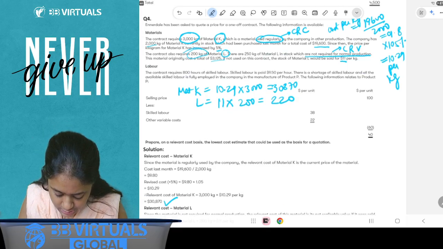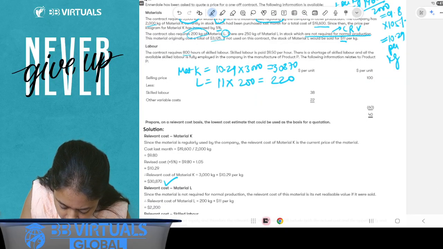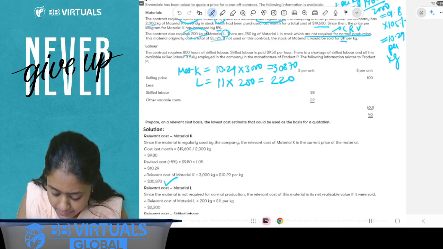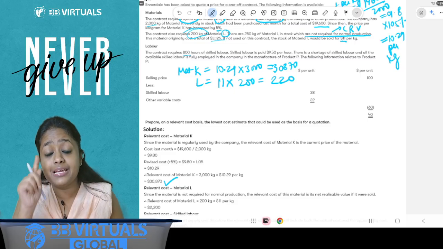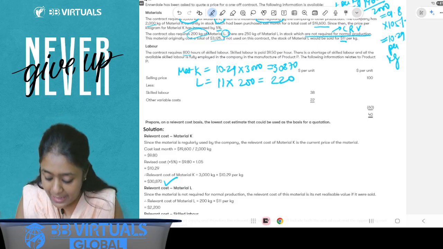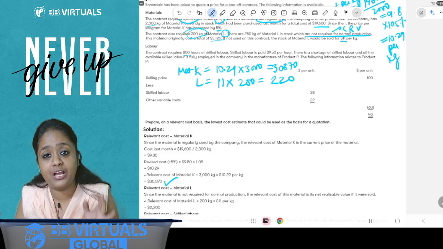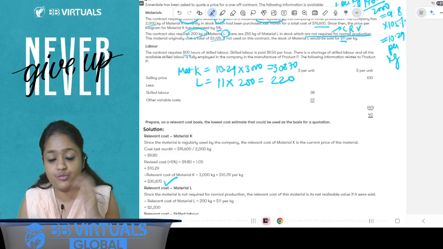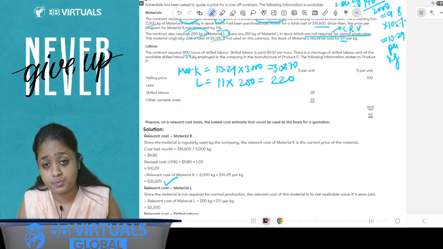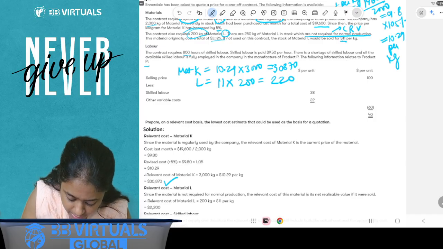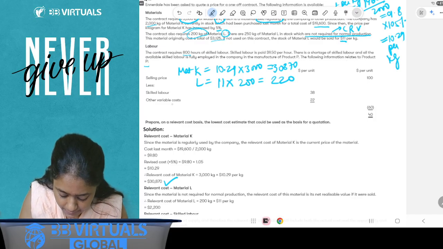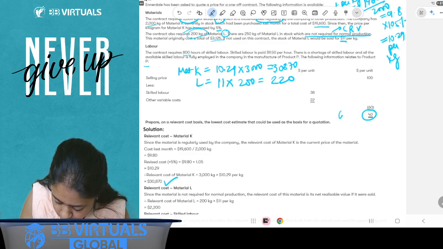Right, now moving to the next one, labor. It requires 800 hours of skilled labor. Skilled labor hour rate is 9.5 per hour. There is a shortage of skilled labor. There is shortage, means it is at full capacity and all the available skilled labor is fully employed in the company in the manufacture of P. So now we will have to take it from that product P to this product. The following information relates to product P: selling price less skilled labor less other variable cost. So this is the contribution, and understand it is the contribution per unit.